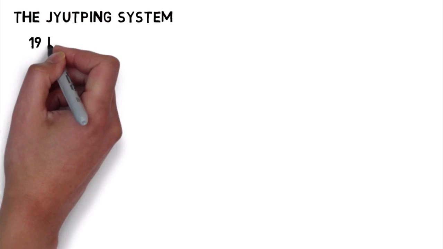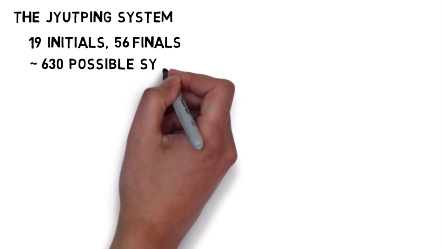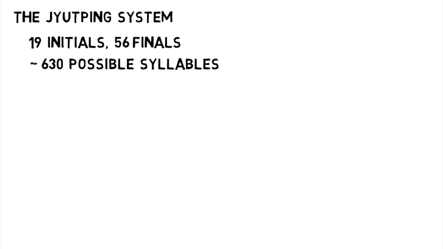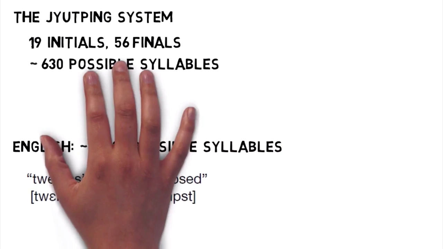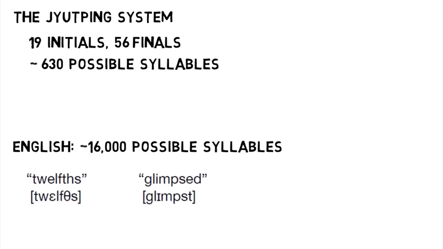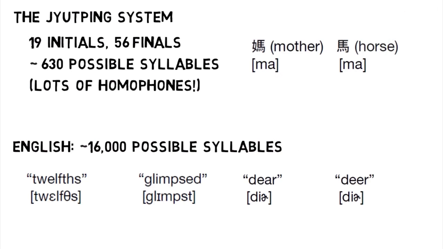All in all, the Jyutping alphabet has 19 initials and 56 finals, which can be stuck together in around 630 different ways. And this, incidentally, is a tiny number of possible syllables. For comparison, English has nearly 16,000 possible syllables, some as complex as the one-syllable words twelfths or glimpsed. So, Cantonese ends up having a lot of homophones. Words that in English would be something like dear and dear, which sound the same and can only be told apart through context and, when written, spelling.